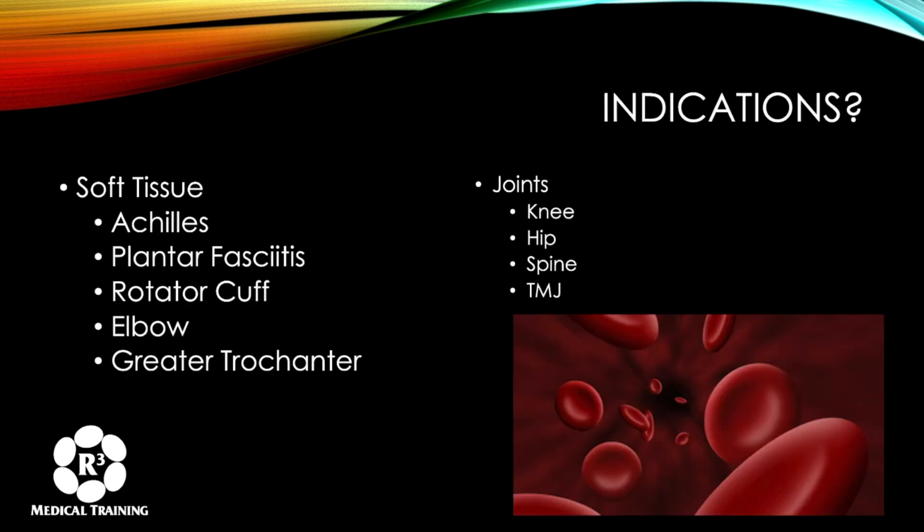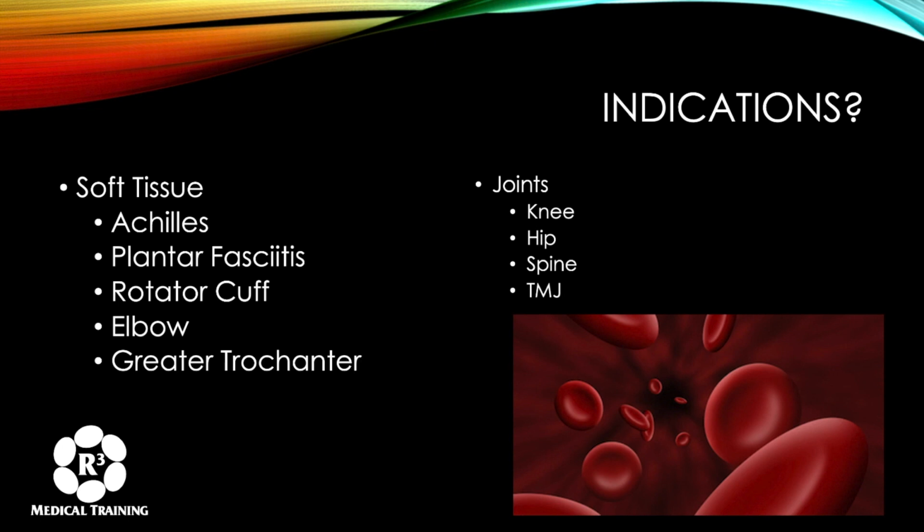So we're going to go through some indications and what the research shows, whether it's for soft tissue problems like an Achilles tendonitis, plantar fasciitis, rotator cuff tendonitis, elbow and greater trochanteric bursitis tendonitis, and then joint arthritis as well, and along with the spine.